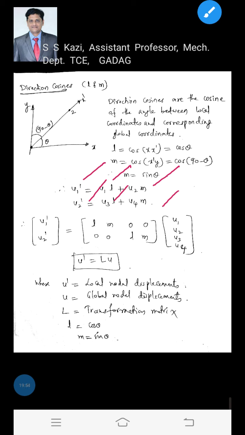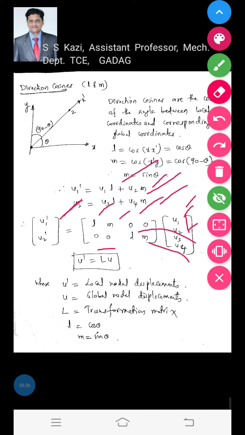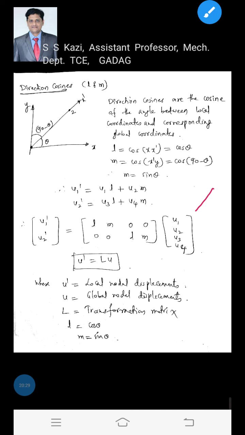In matrix form, if you write u1 dash, u2 dash is equal to the matrix [L M 0 0; 0 0 L M] into u1 u2 u3 u4. This gives you the two equations: u1 dash is equal to L into u1 plus M into u2, the remaining are 0, and u2 dash is equal to u3 into L plus u4 into M, since the first two are zeros. Therefore, in shortcut you can write u dash is equal to L into u.